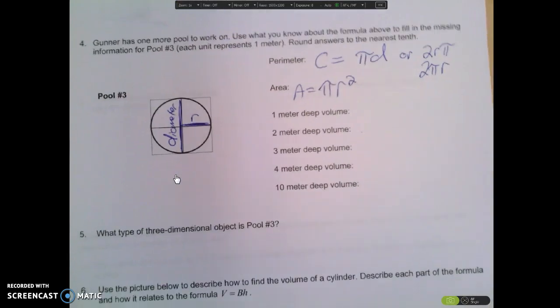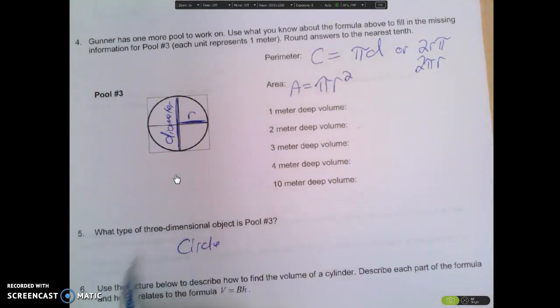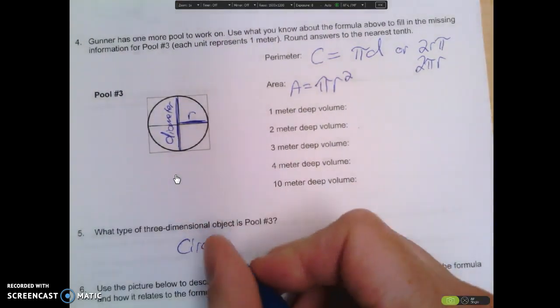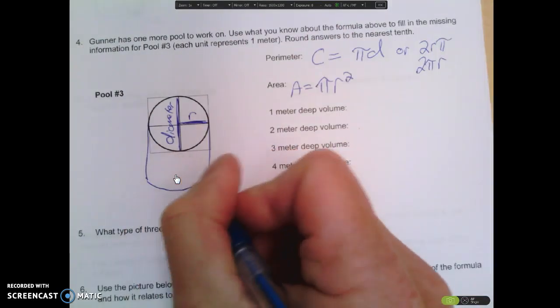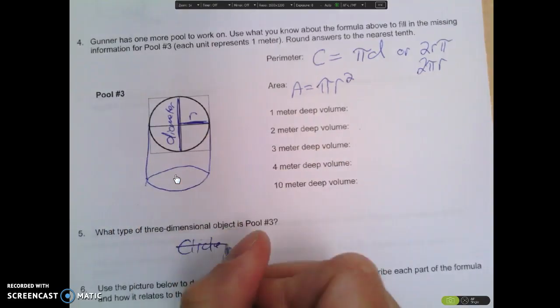Okay? This is a circle. That's what kind of a three-dimensional object is. That when we turn it into a pool, is no longer called a circle.